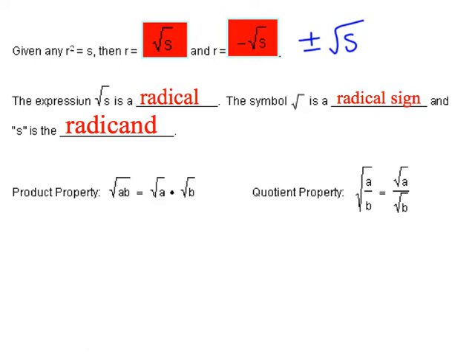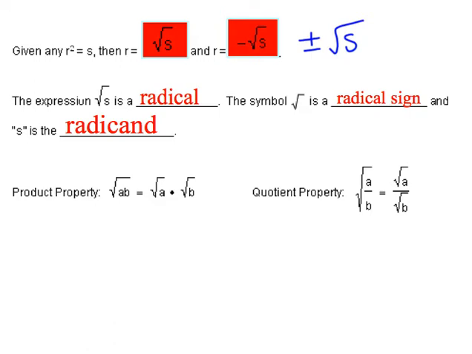The expression square root s, that whole thing is called a radical. Just the symbol itself is called a radical sign. A lot of times you'll say square root. And the s, or the number inside the radical sign, is called a radicand.